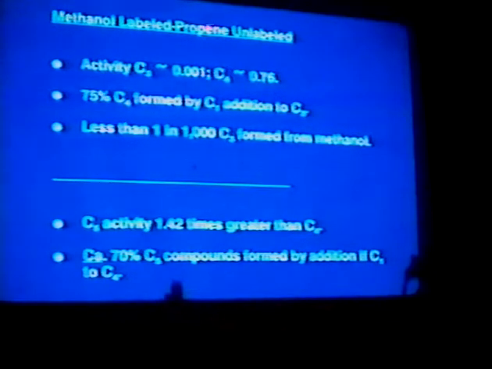When we have labeled methanol, propene unlabeled, the activity of the C3 is only about 1/1000th of the propene, so essentially no C3 is being formed directly from methanol. The activity of C4 is such that at least 75% of the C4 is being formed by adding C1 to C3. So that alkylation of olefin is the major pathway, and as I say, less than 1 in 1,000 C3 is formed from methanol. The activity of the C5 is about 1.42 times greater than C4, and again, approximately 70% of the C5 is formed by C1 addition to C4. Next slide.